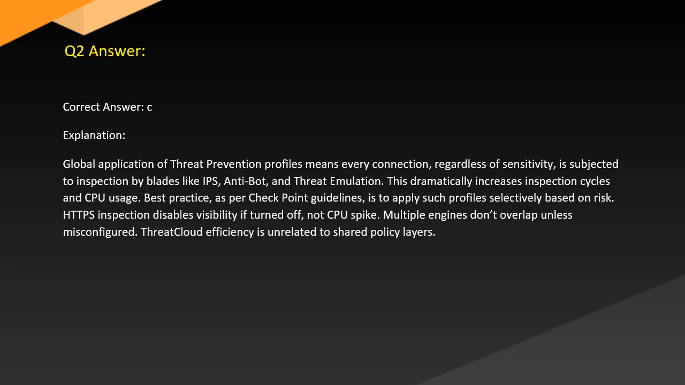Answer. Correct answer: C. Explanation. Global application of threat prevention profiles means every connection, regardless of sensitivity, is subjected to inspection by blades like IPS, anti-bot, and threat emulation. This dramatically increases inspection cycles and CPU usage. Best practice, as per Check Point guidelines, is to apply such profiles selectively based on need.